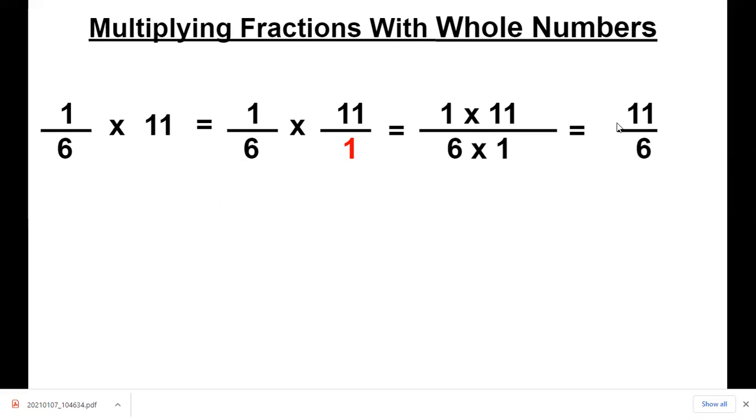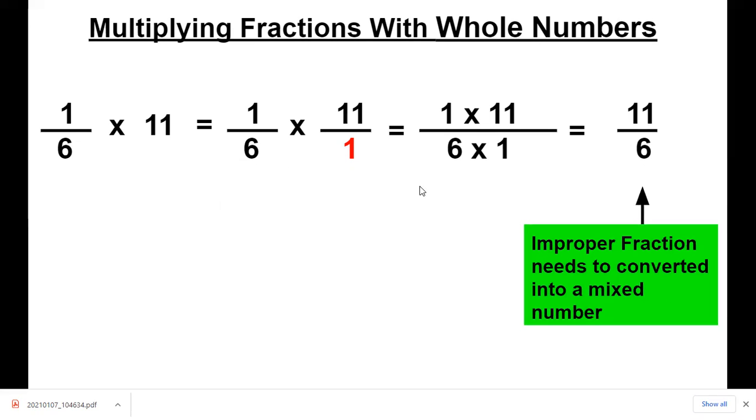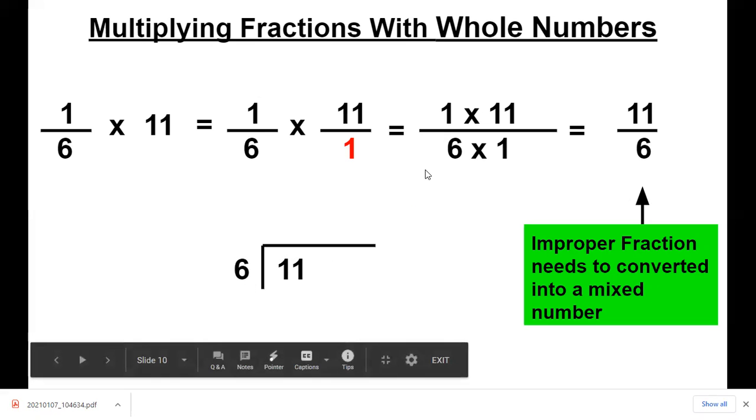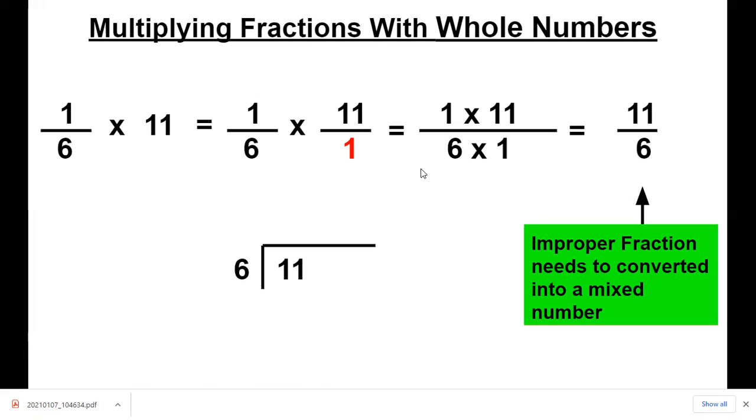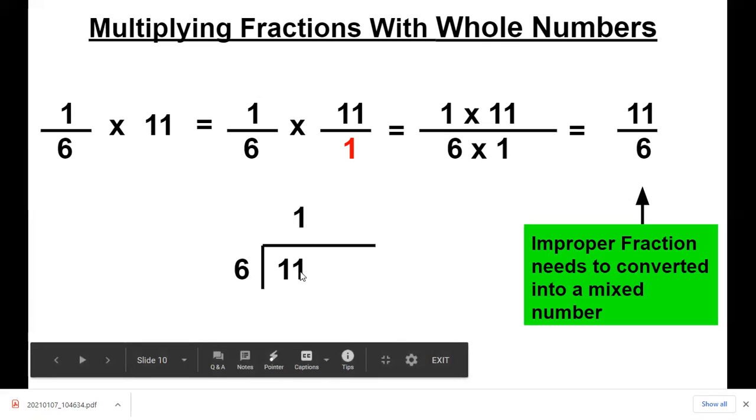There's a problem. 11 over 6 is an improper fraction. So remember what we did with adding and subtracting when we ended up with an improper fraction. So we divide and convert it to a mixed number. So we're going to put which number on the inside, 11 or 6? Yes, 11 goes on the inside, 6 goes on the outside. Now I divide. How many 6s go into 11 without going over? Well, 6 times 1 is 6, 6 times 2 is 12. Oops, I'm over. Can't go over, so it has to be a 1.